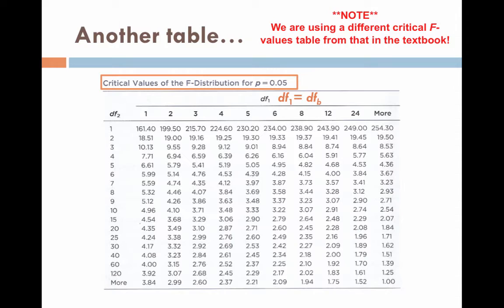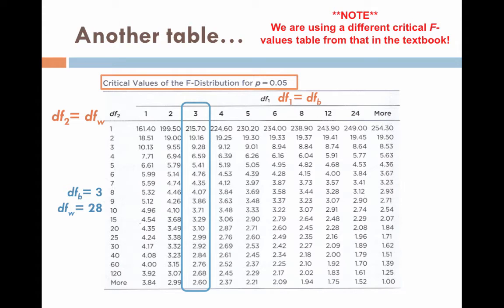First part, we have DF1. DF1 is going to be your degrees of freedom between your groups. This is your numerator. Whereas DF2 is your degrees of freedom within groups, your denominator. Given the data that we have for our scenario, our degrees of freedom between groups is equal to 3, which means we're going to look down this column. And if our degrees of freedom within groups is equal to 28, which row are we going to look at? Are we going to look at the row for 25 or the row for 30?